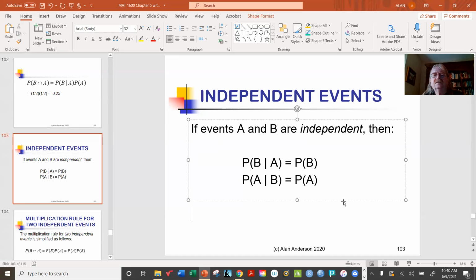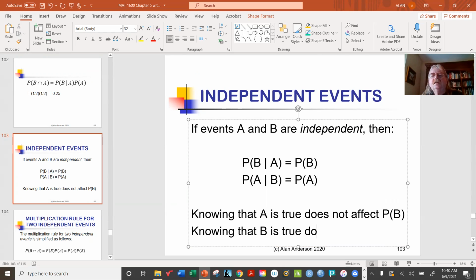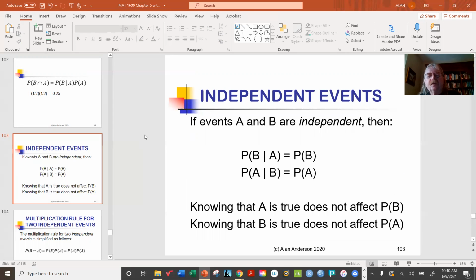And so what is it actually telling us? The first statement means knowing that A is true does not affect the probability of B. Knowing that B is true does not affect the probability of A. Intuitively, like with the Bitcoin and the rain, if you knew that it was raining, does that influence the probability of Bitcoin going up? No, of course not. If you know that Bitcoin is going up, does that influence the probability of rain? Of course not.